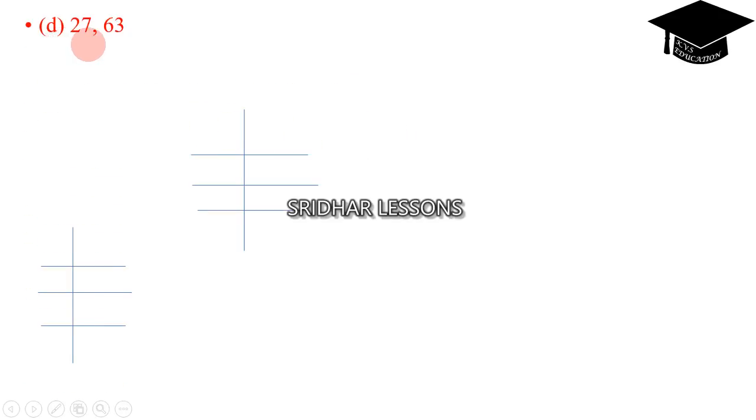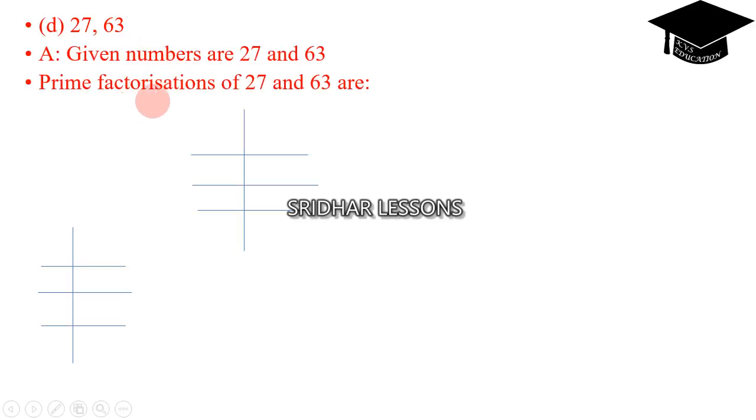For the numbers 27 and 63, we will go for prime factorization.